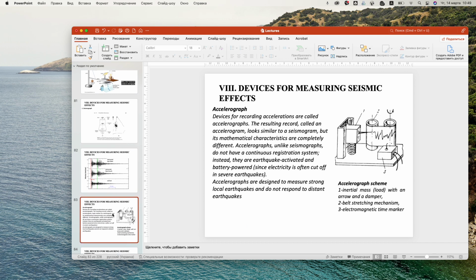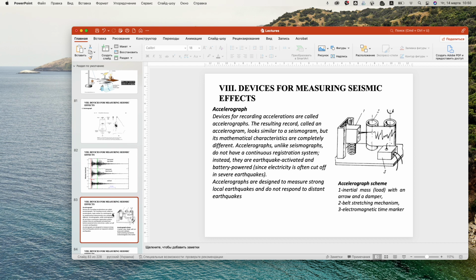So the next device is the most important device for a structural engineer. It's the accelerometer. When we're talking about a seismograph, we have to know that a seismograph is the device to record displacements. One more device, which I'm not considering during our course, is called a velocigraph, which measures velocity. And the most important for us as structural engineers is the accelerometer. The accelerometer is the most important device.